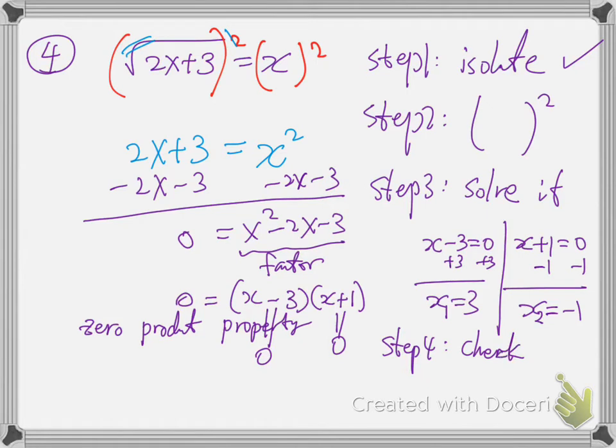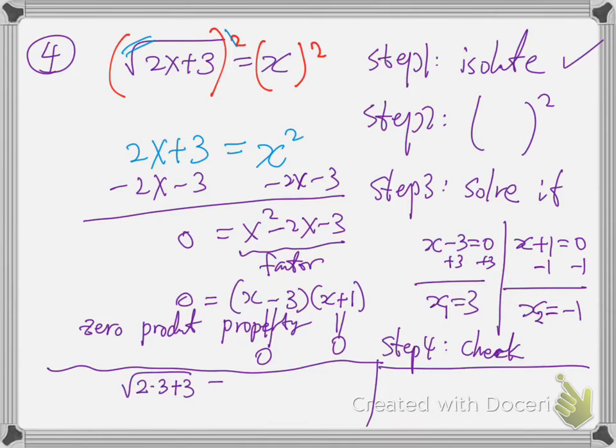Check both, right? 3 and negative 1. So let's check them. First, let's check 3. You plug in 3: 2 times 3 plus 3. We want to know, is it equal to 3, right? This is the x.